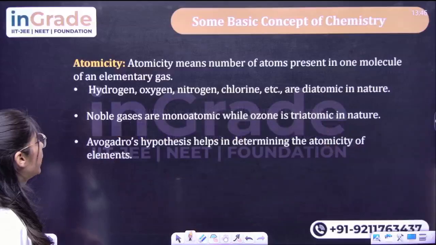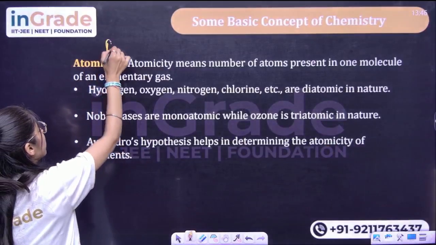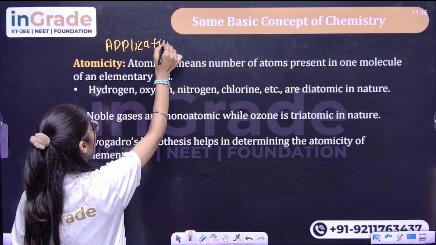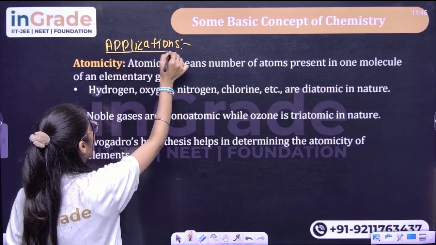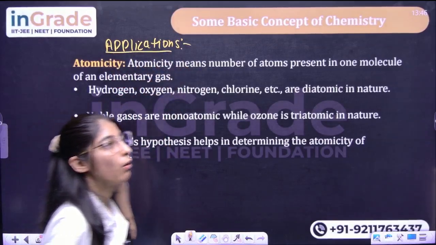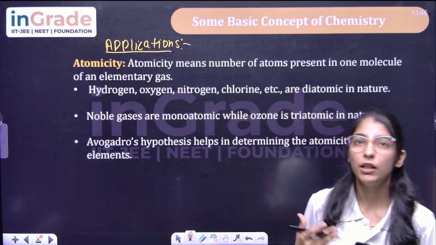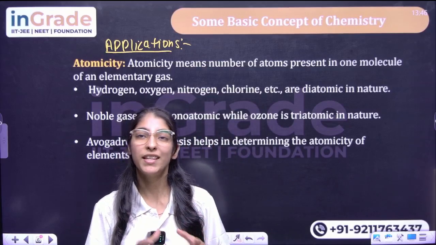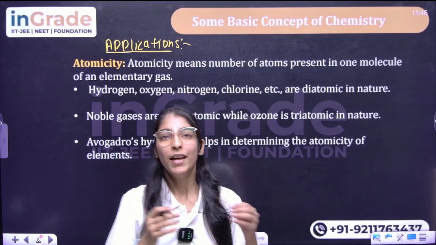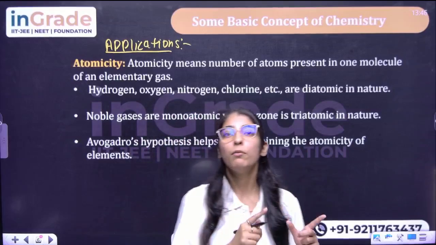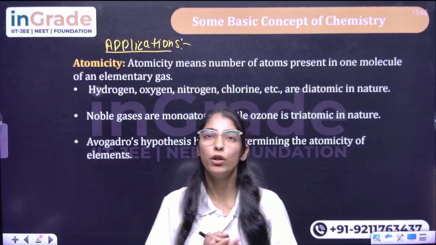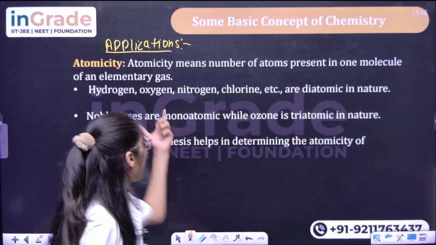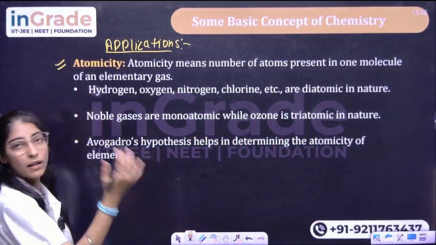Now let's move further and see the applications of Avogadro's hypothesis. First application is about atomicity. So what is the meaning of atomicity? Atomicity simply means the number of atoms present in one molecule. It says how many atoms react with each other so that one molecule is formed. I discussed this topic in the previous lecture.